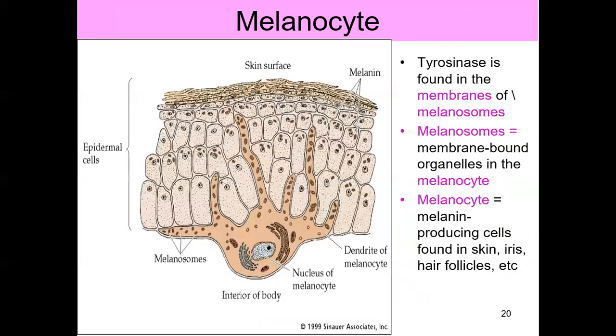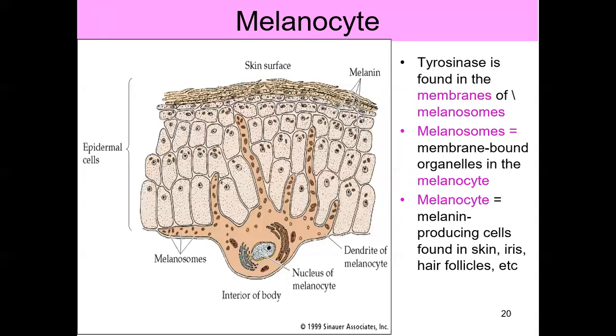Now, this is our skin, and right at the base here you have this very huge cell with a lot of extensions. This is the melanocyte. Tyrosinase is found in the membranes of the melanosome. These are tiny little vesicles we call melanosomes. So tyrosinase is an enzyme found in the membrane of the melanosome in the melanocyte.